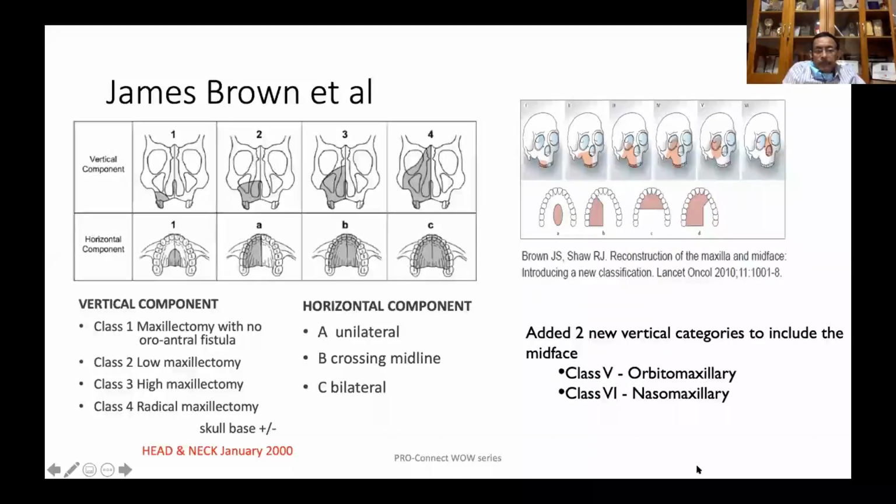Now, if you look at maxillary reconstruction, which is less understood than mandibular, we owe a lot to the people who have worked on it, especially James Brown as well as Peter Cordeiro, who put the classification systems in place, which allowed us to analyze the defects well and plan the reconstruction. And we use the James Brown classification because it encompasses most of the defects which we see, as well as allows us to plan the reconstruction.